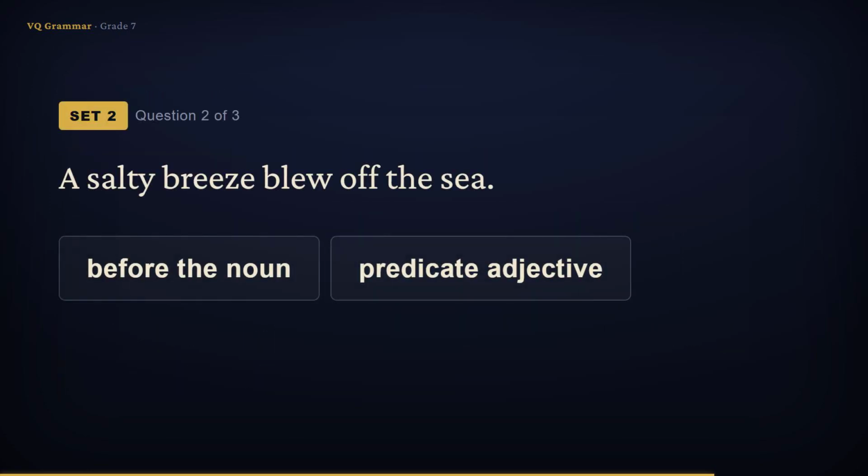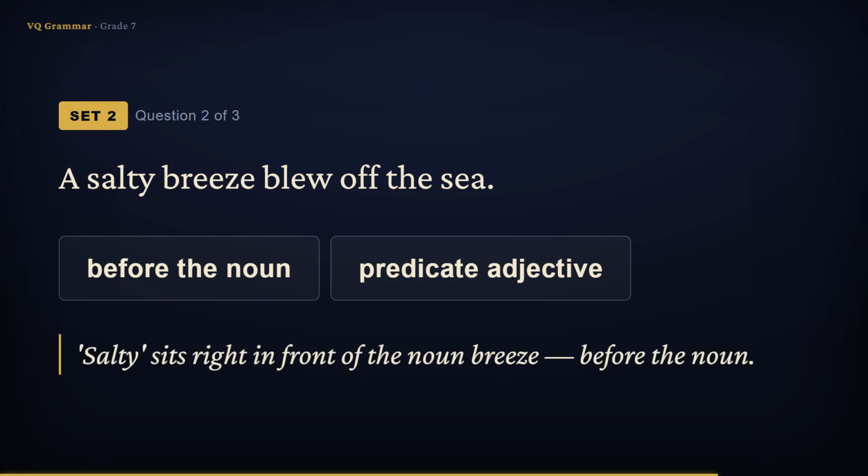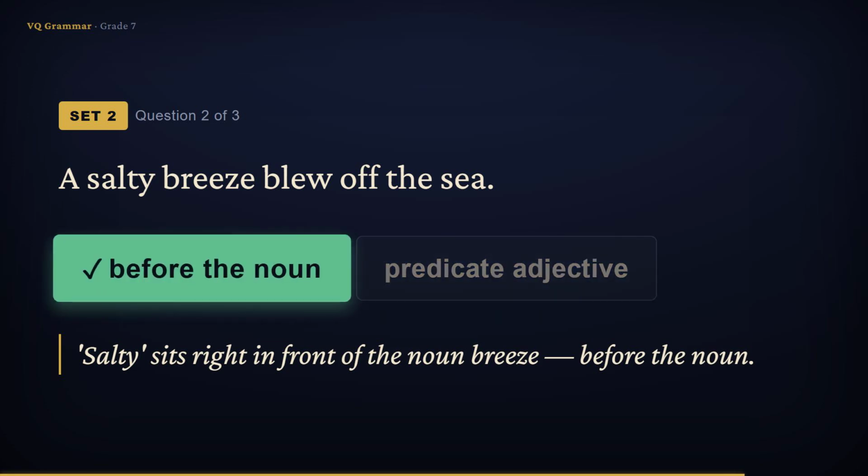A salty breeze blew off the sea. This time, salty sits right in front of the noun breeze. What kind of breeze? A salty one. It comes before the noun it describes in the usual adjective spot, so the answer is before the noun.